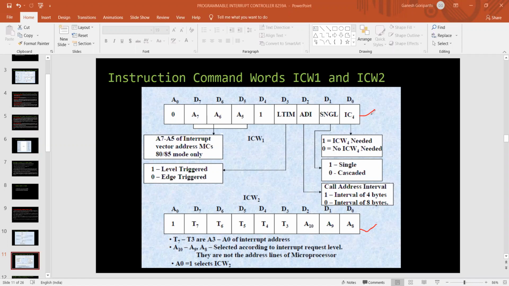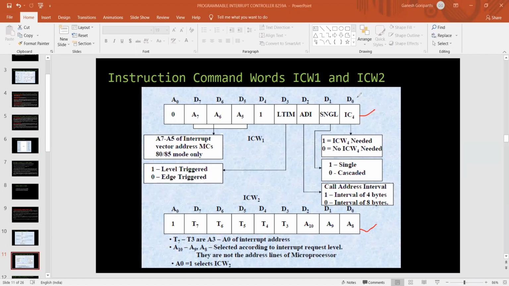See, what do these two initialization command words contain? What information do these two initialization command words give to the 8259? That we'll see now.